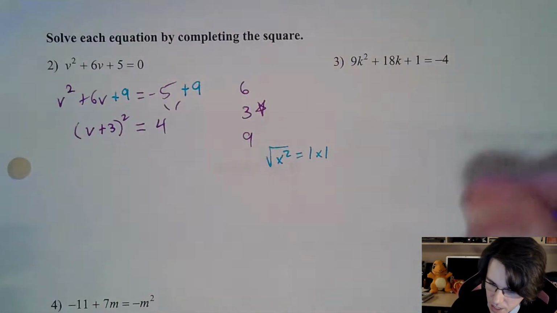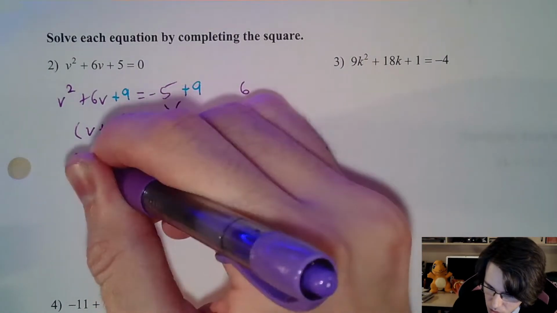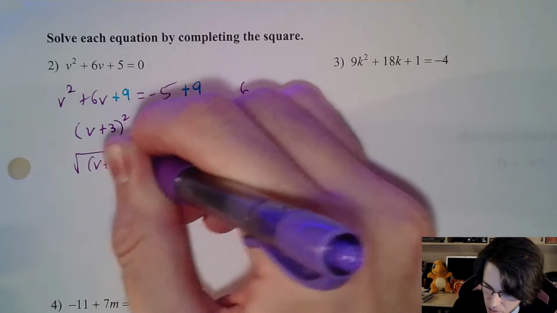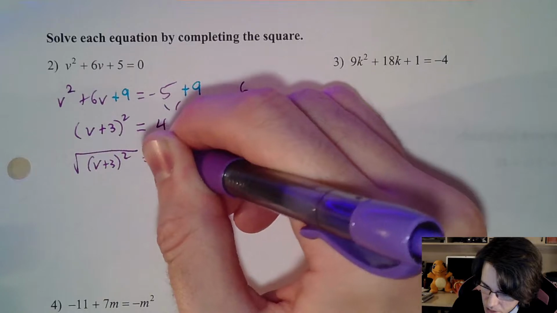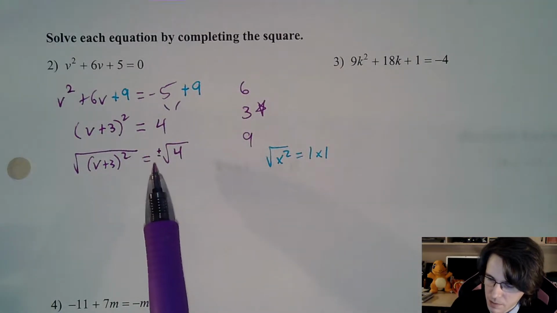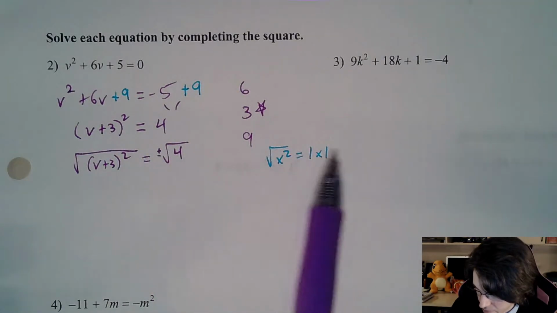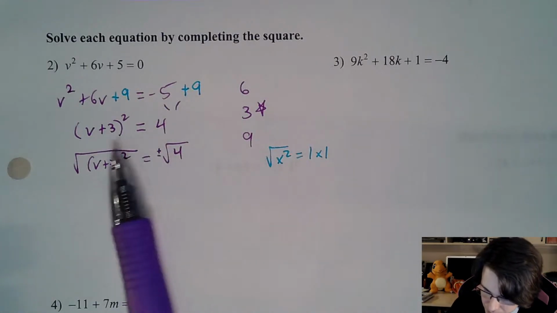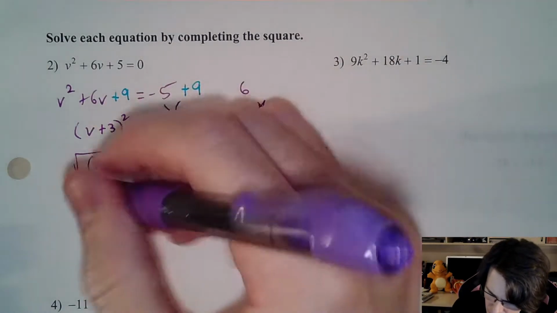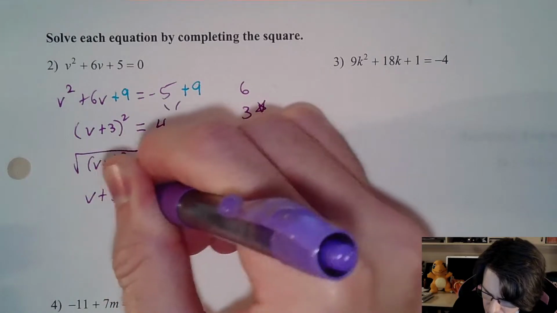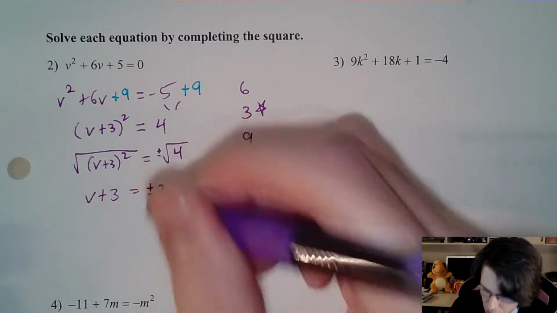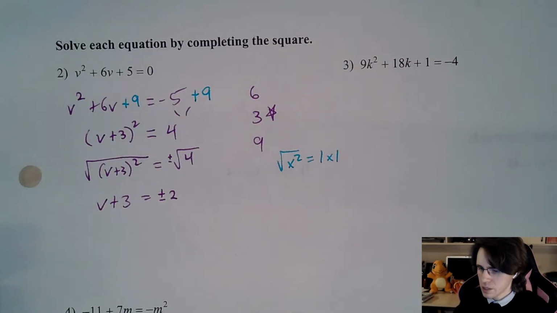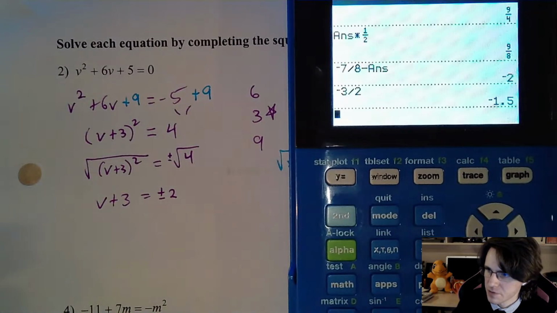So you're going to go ahead and put that square root in. The square root of v plus 3 squared equals, and we're doing the square root of 4. Do not forget your little plus or minus sign. That little sign means it's both positive and negative, and it's because of this absolute value idea. So the square root and the square cancels out, and we end up with just v plus 3, and the square root of 4 is 2. If you did not know what the square root of 4 is, it's just asking what number, when multiplied by itself, gives you 4.